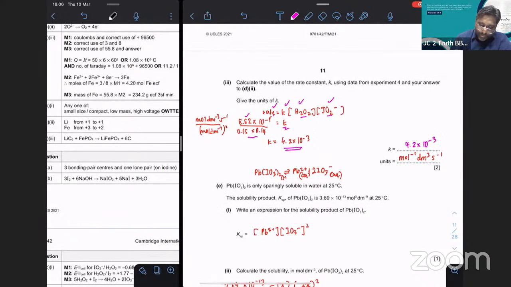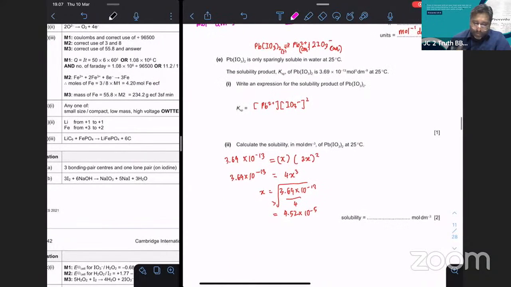Then, relating to the unit, we know rate is mole per dm cubed per second. And we know this one is mole per dm cubed, mole per dm cubed, so it's mole per dm cubed to the power of 2. So I can cancel 1. When I bring it up, it's going to be mole negative 1, dm to the 3, so bring up 3 and maintain as negative 1. So that is going to be my unit. Let's move forward.